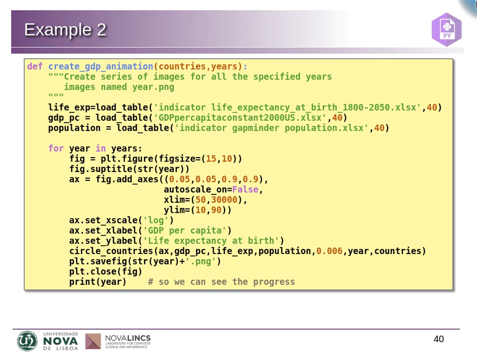We load the data, we set up the plot for each year, so we create a new figure for each year, we set the title with the year, all that setup for the axis size, the logarithmic scale, and so on. We draw, and then we save the image. And this is what we can do to save.